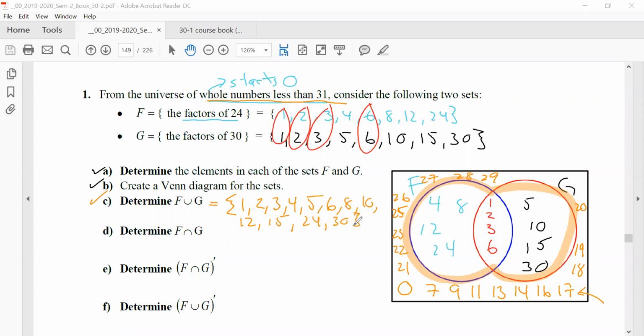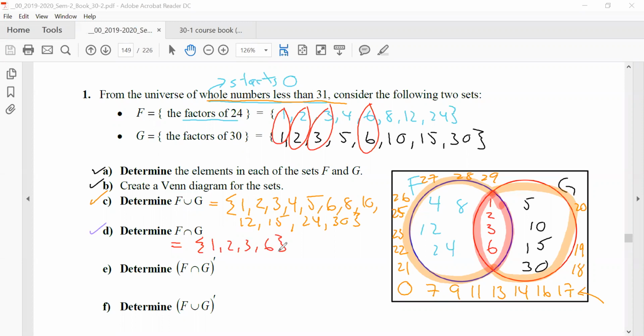Okay, so again, union means we're putting everything together from the two sets. So A or B. Union usually getting bigger. D says find F intersect G. Well, F intersect G is, I'm going to switch to red, there's F intersect G. So F intersect G is what's in the middle, the elements that are in both sets that are in common, 1, 2, 3, 6.